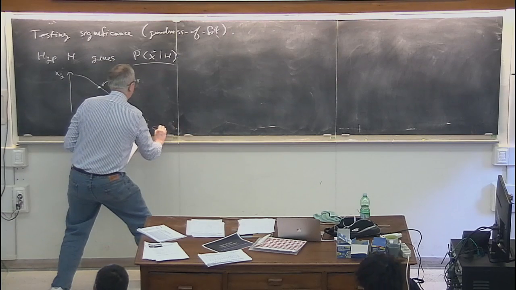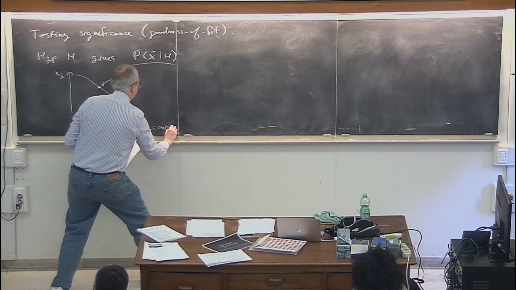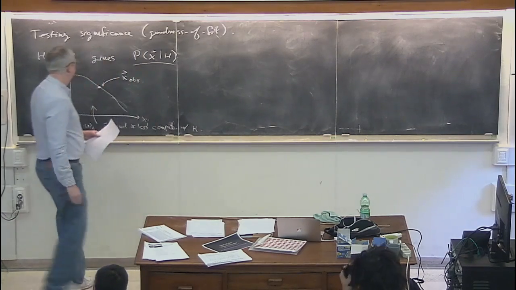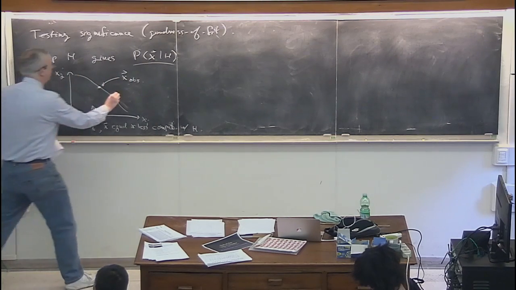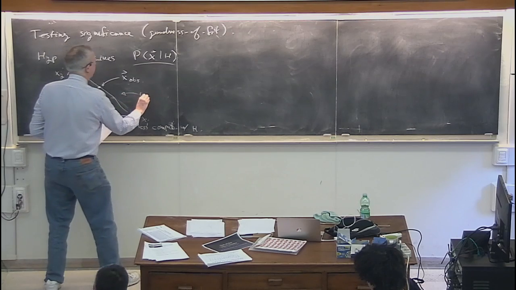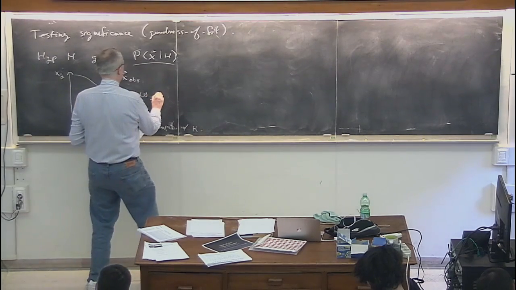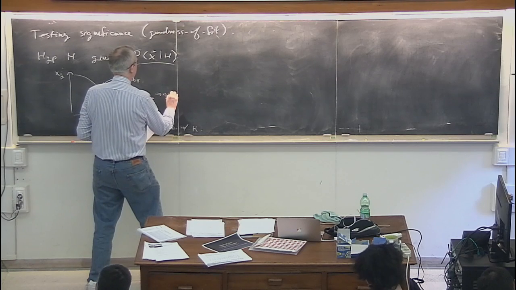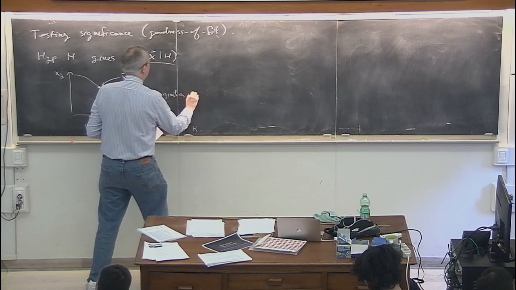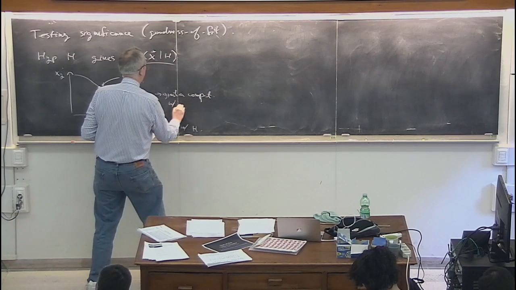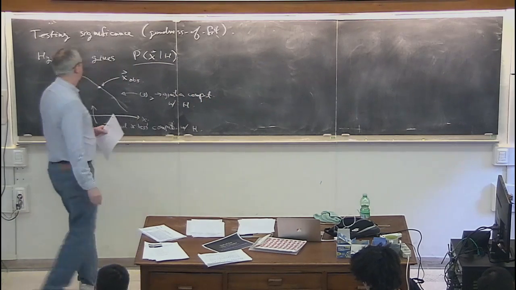Sorry, my compatibility with the predictions of H. All right? Which is to say that over here on this side of the boundary, I'll call that omega greater than, okay? And this gives greater compatibility with the predictions of H.